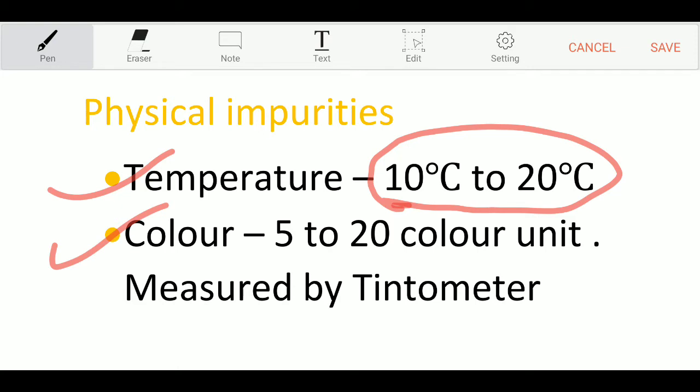Now next one, color. Water is thought to be colorless. There are two types of color: apparent color, which means suspended particles, and true color, which means dissolved substances. Color in water is measured by a device known as a tintometer, on the Burger scale or platinum scale, and expressed in terms of TCU, that means true color unit. It is 5 to 20 color units.